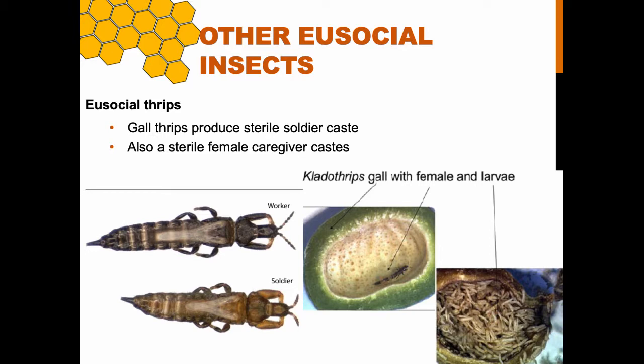Similarly, there are soldier thrips in gall-producing thrips. These are, as best I can tell, only found in Australia. But here we can see a gall produced by a thrip with the thrip female inside. Here's that gall again, but this time completely filled with thrip larvae. So that's a lot of thrips. And then they have a worker class and a soldier class, which care for young. And so again, you can see the general difference between a worker and a soldier. The soldier's got big, beefy forelegs for protecting offspring.